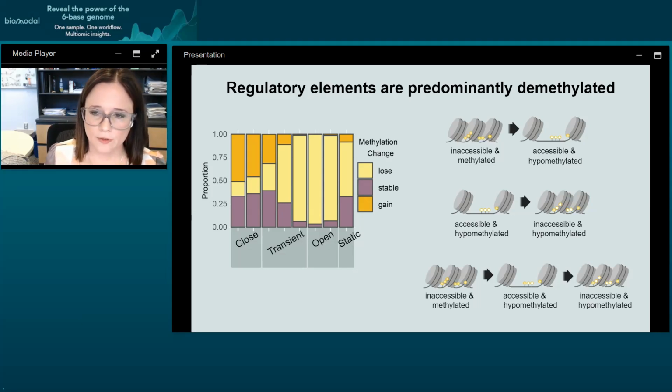But overall, we observe three major changes. We have regions that are inaccessible and methylated that transition to accessible and hypomethylated, regions that are accessible and hypomethylated that become inaccessible but remain hypomethylated, and then finally these transitory states where you have inaccessible regions that are methylated becoming accessible and hypomethylated, and then inaccessible and hypomethylated. So the major thing that we observe is that these regions, despite opening and closing, are getting demethylated and remaining demethylated.